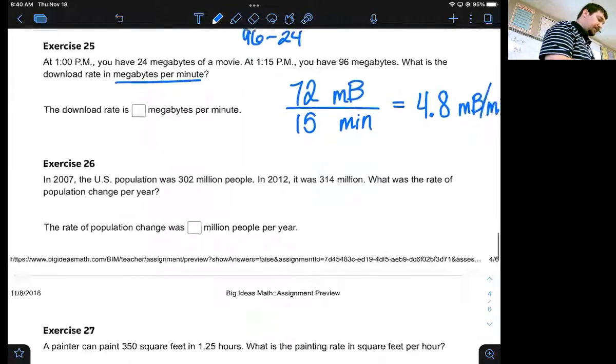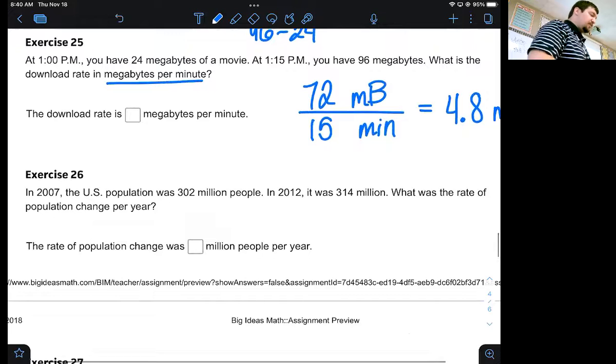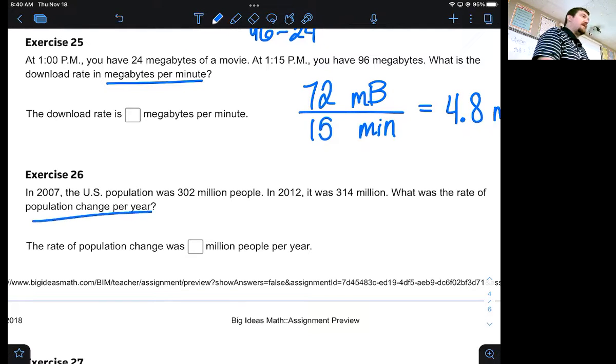Number 26. In 2007, the US population was 302 million people. In 2012 it was 314 million people. What was the rate of population change per year? Population change per year. That's what we need to figure out. If you look down at the labels on big ideas, how did they label their answer?